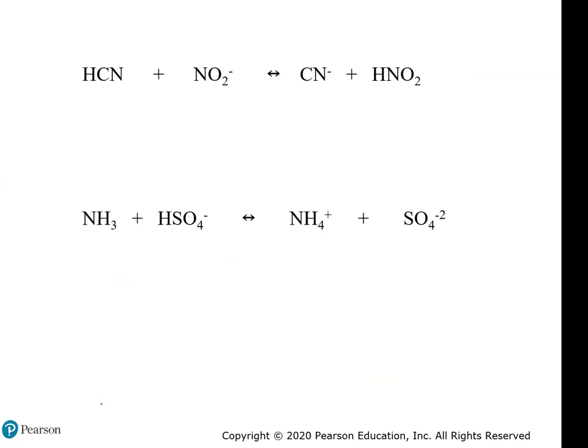So let's practice a couple. So here's this one. And again, notice you have the arrow going both directions. I can't draw it any other way. HCN plus NO2 minus is at equilibrium with CN minus and HNO2. So first off, look at the reaction and pick out the pairs. So pick a reactant and then find its pair, the most similar pair.